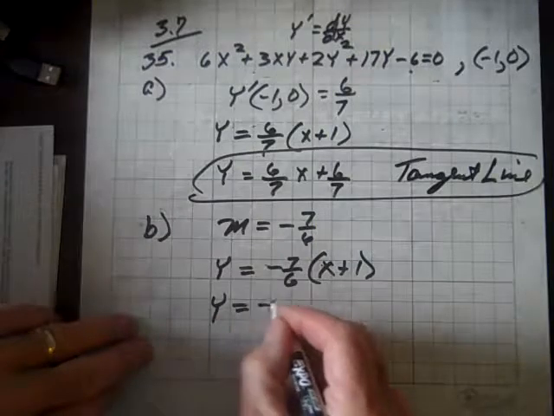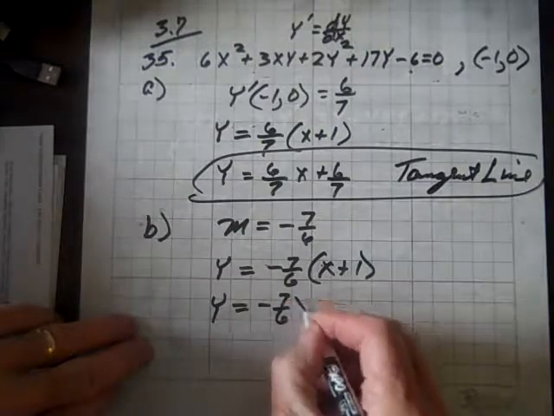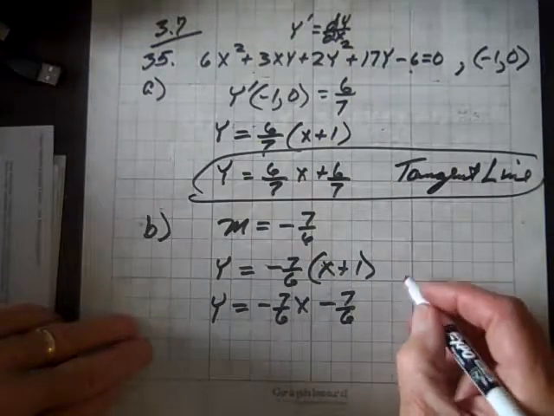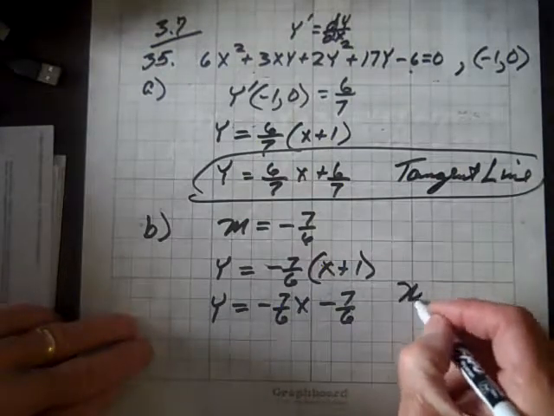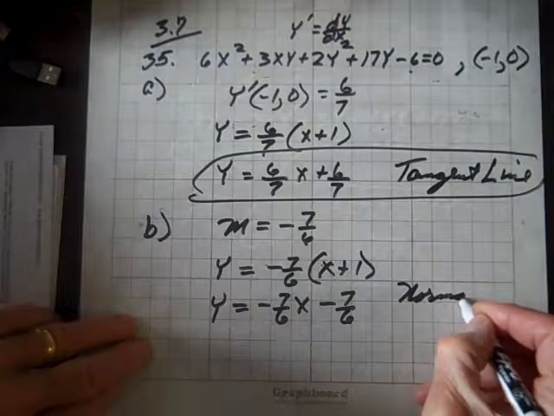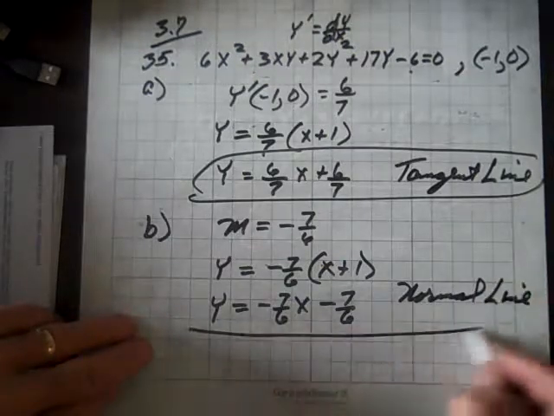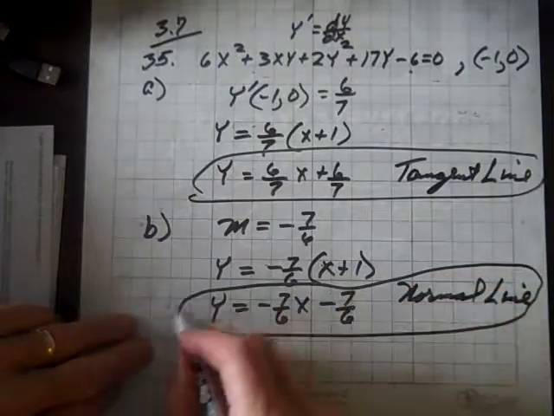y equals -7/6 x minus 7/6. And here's the equation of the normal line. There it is, and we're done.